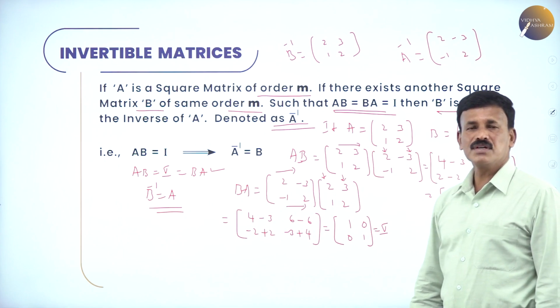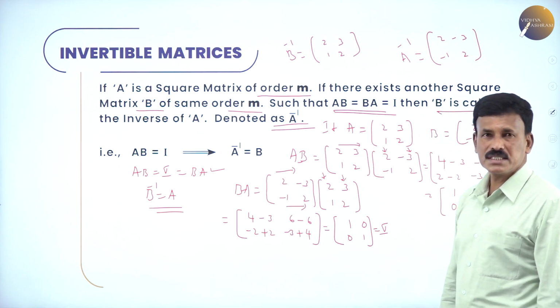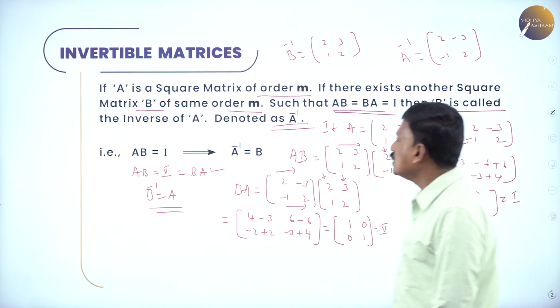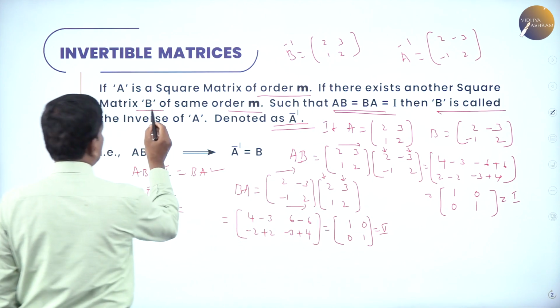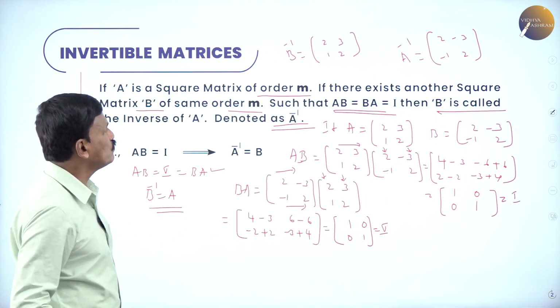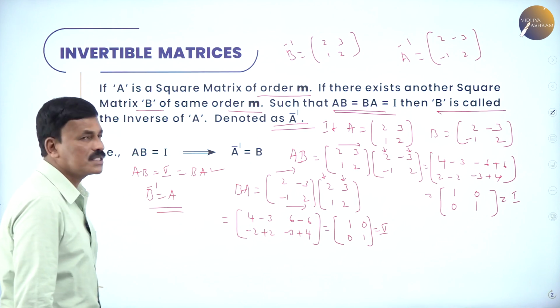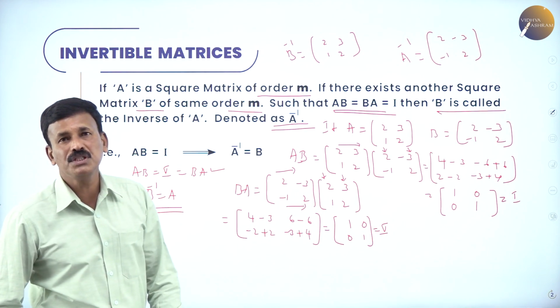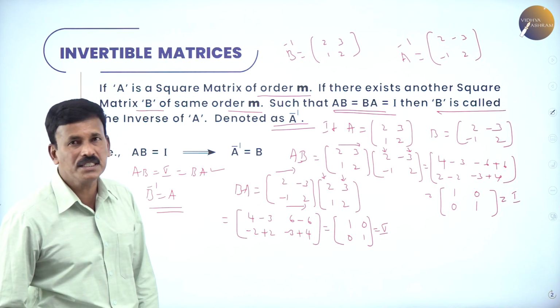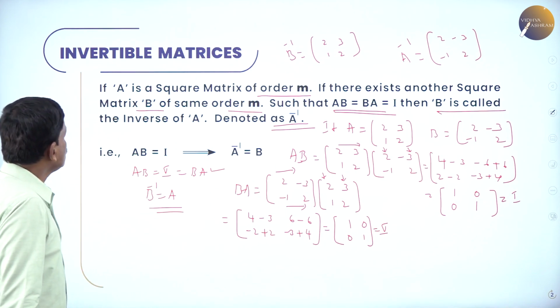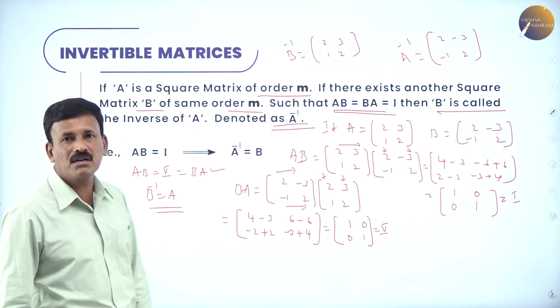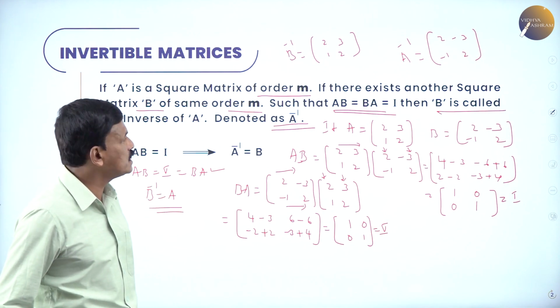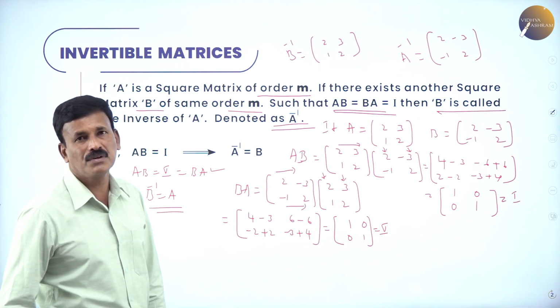So this is the inverse of a matrix A or B. That is called an invertible matrix. If A is a square matrix of order m, and there exists another square matrix B of the same order such that A into B is equal to B into A is equal to I, an identity matrix, then B is called the inverse of A or A is called the inverse of B, and it is denoted as A inverse or B inverse.